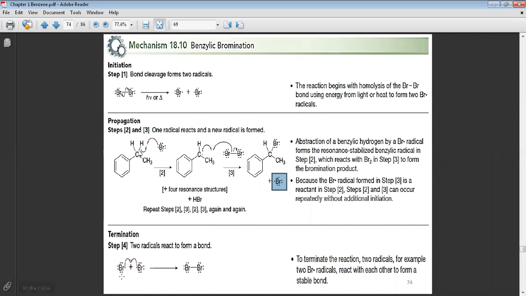The final one is the termination step. That means this halogen with this halogen will make a new Br compound without any new free radical, and for this reason the reaction will stop. Okay, this is the mechanism. It is the same for the free radical mechanism, and I think there is no problem in this mechanism. It is clear? Yes. Clear or no? Yes. I hope it will be yes.